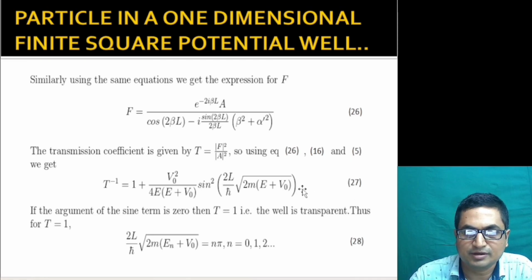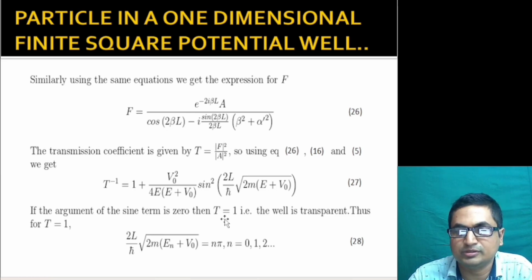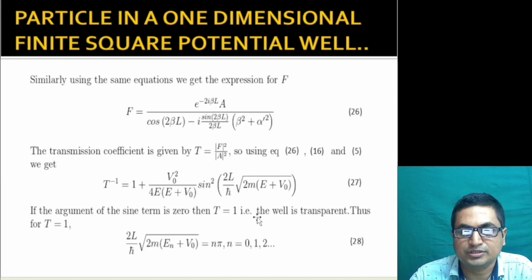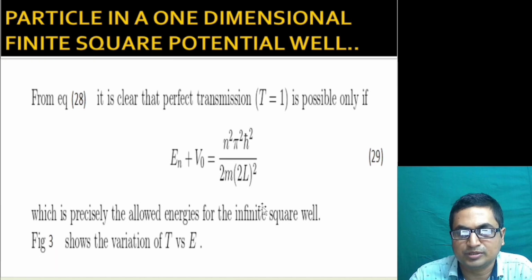One thing is that if this sine term is 0, then T is equal to 1. That means full transmission is possible there, and in that case, T equal to 1, we have the energy levels like this, through some simplifications, with n equal to 0, 1, 2, 3, all integers. Also, T equal to 1 is possible only when, if you look at equation 28, this condition is satisfied, and this is nothing but the energy levels which we discussed in the case of the infinite square potential well.